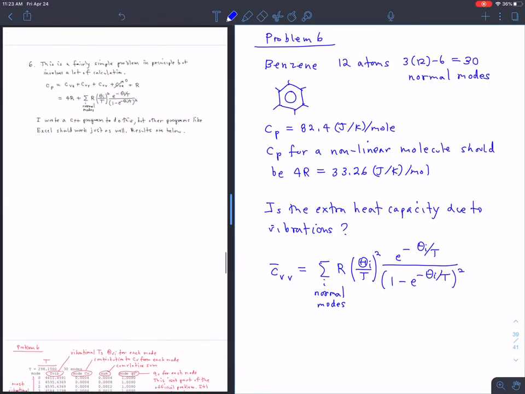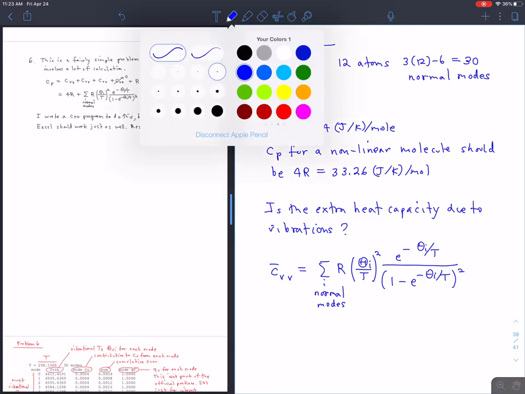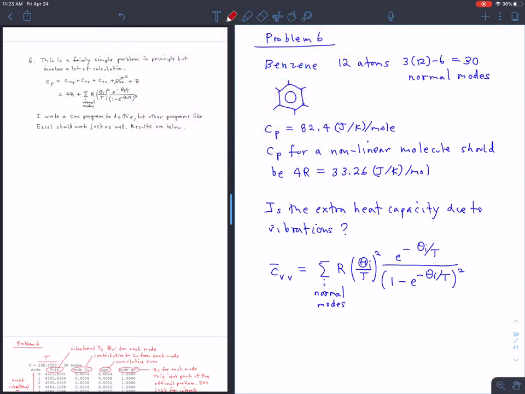All right, we are now done with the really large calculations over molecules and then reactions. Problem 6 and 7 are a little bit more out of the ordinary and a little bit more interesting, maybe. In problem 6, the problem is to just do some heat capacity calculations for the normal modes of benzene.